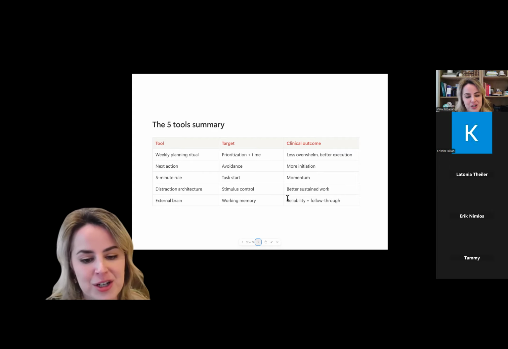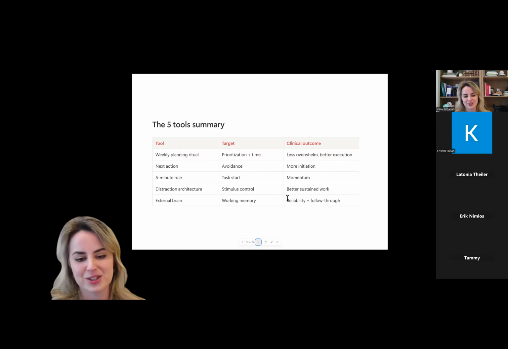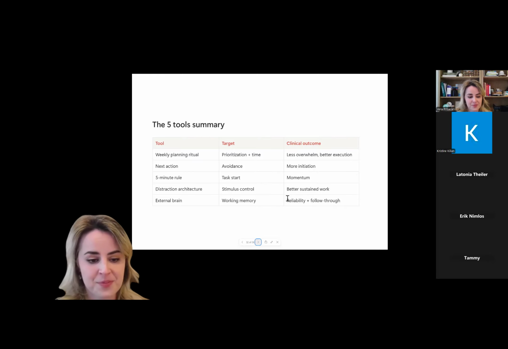Distraction architecture. If your environment is messy and cluttered and overwhelming, you're going to get distracted. And it's not a personal failure. We have to create the systems that are going to work for us.